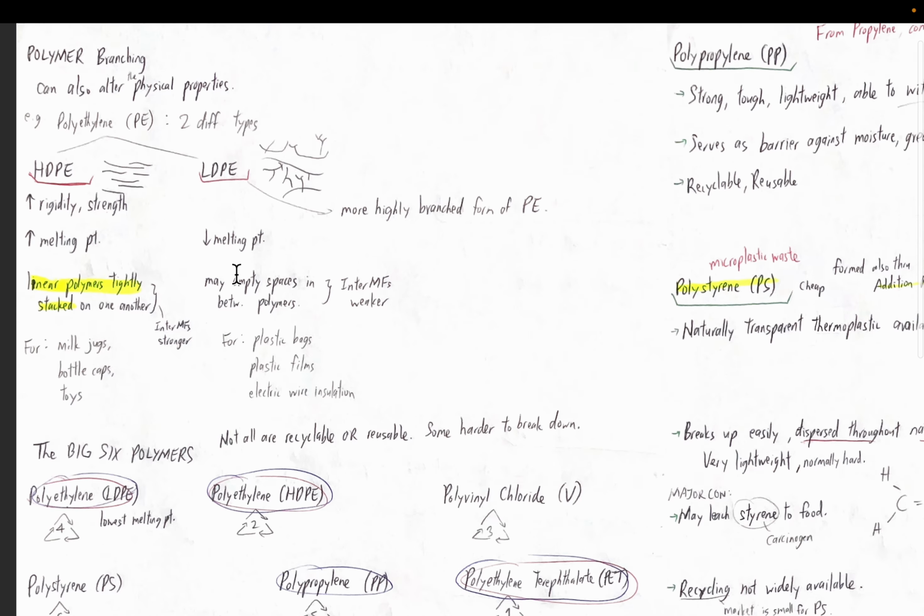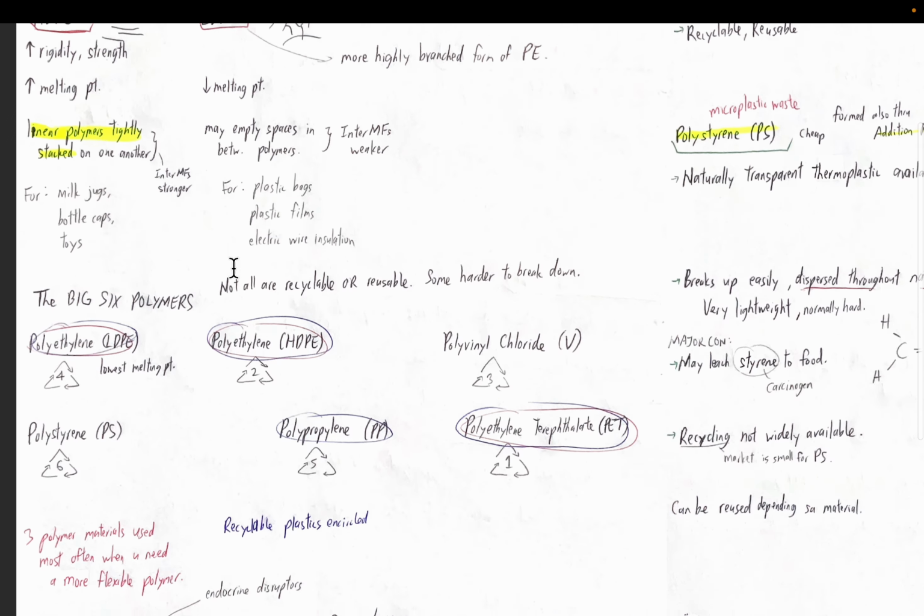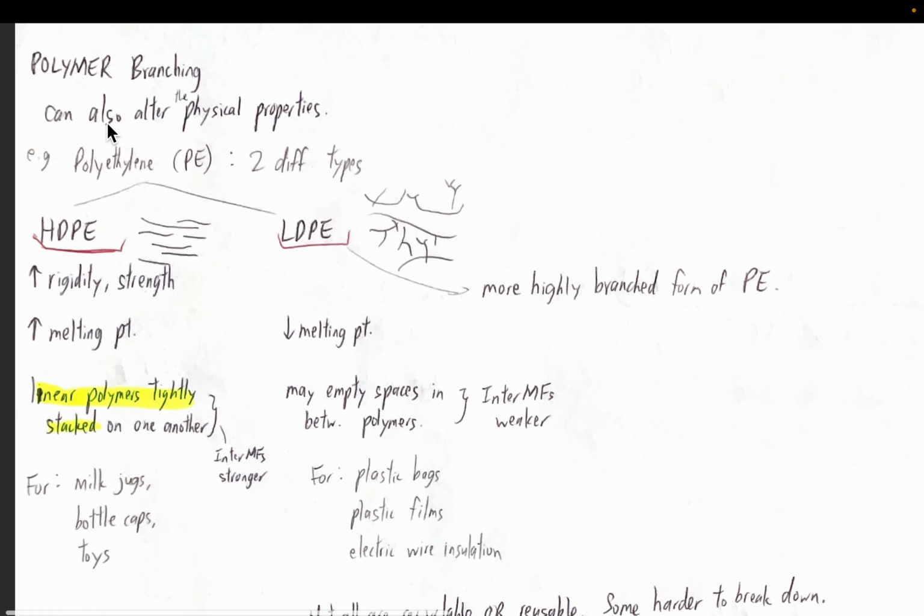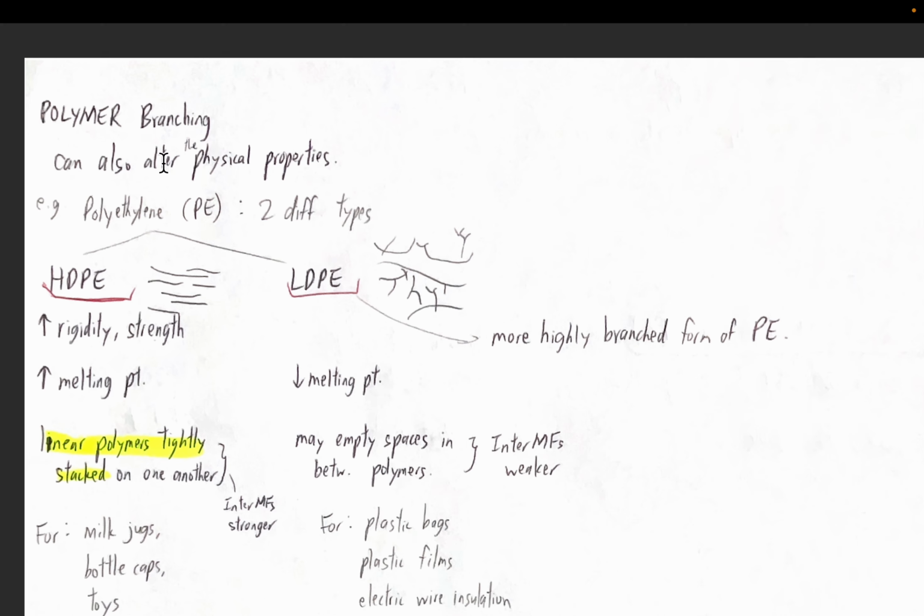Okay, I think this is actually supposed to be the first page. Anyways, we're already here. Polymer branching can also alter physical properties. One application of this is polyethylene. There are two different types of polyethylene. I've already mentioned this on the first page: HDPE and LDPE. The only difference is in terms of density. So HD meaning high density, LD meaning low density.